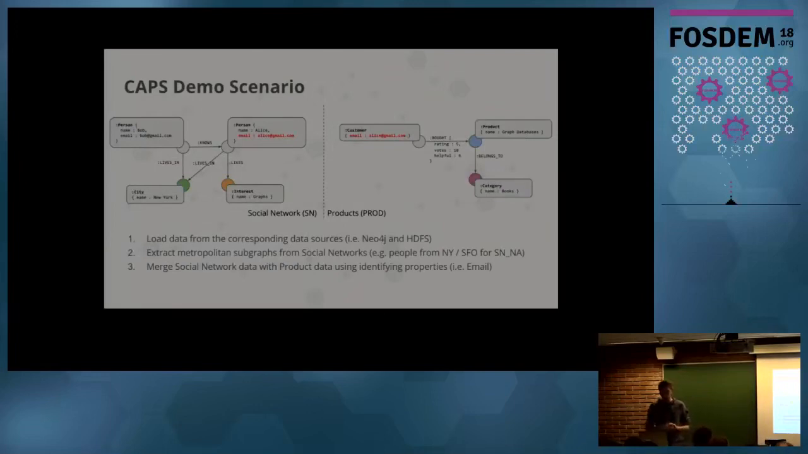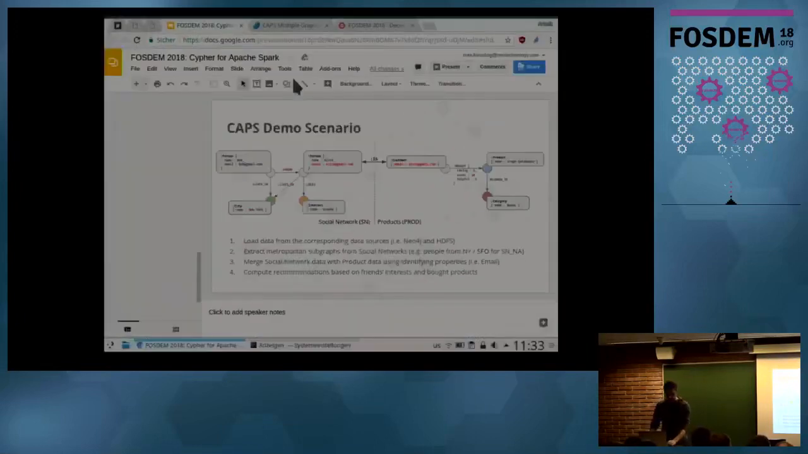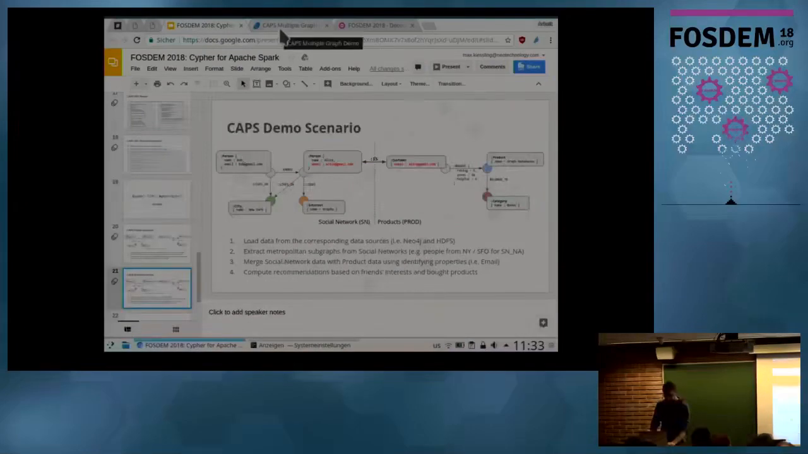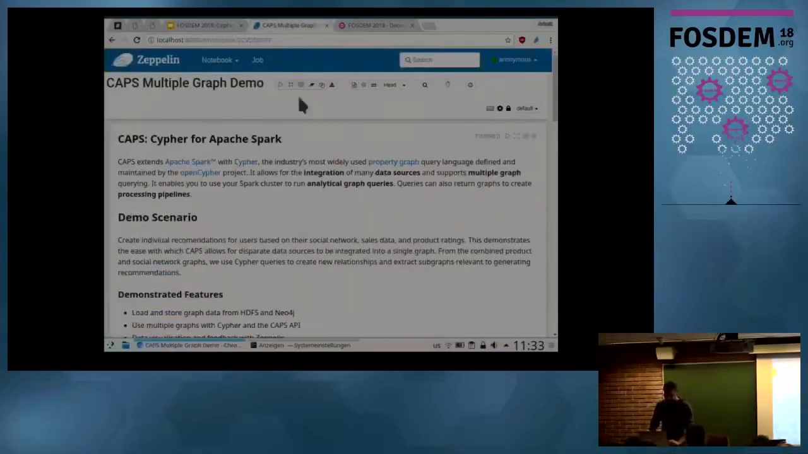And then we merge those two graphs on the email attribute, and then we compute recommendations. So we want to recommend to users products that their friends have bought and which both their friends and the user are interested in. Yes, and that's basically our setting for the demo. And now let's switch to Zeppelin.